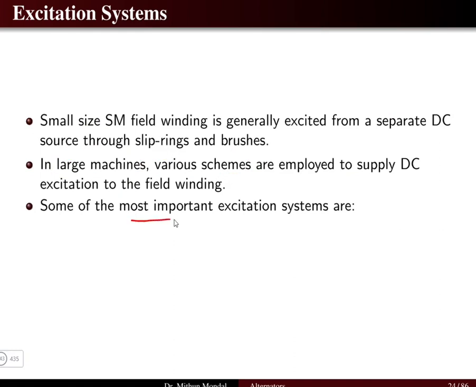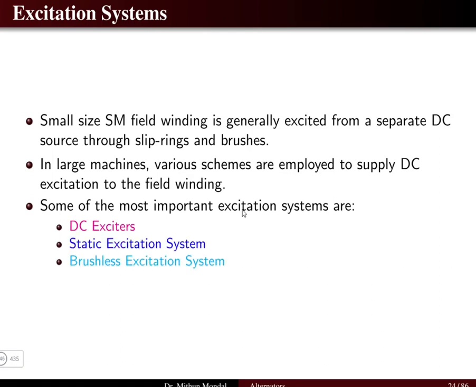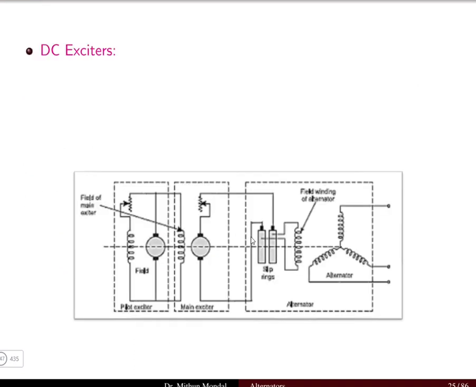Some of the most important excitation systems that are basically used are DC exciters, static excitation system, and brushless excitation system. So these three excitation systems are the most important excitation systems that are used for the synchronous machines. Now first we will see what is a DC exciter.